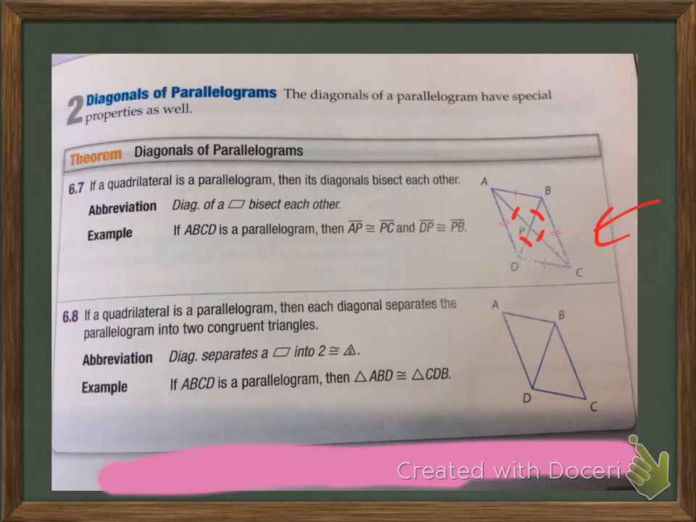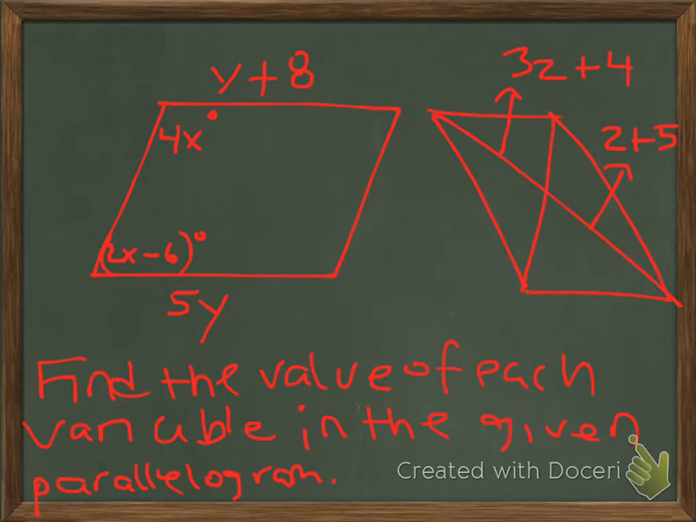And then if a quadrilateral is a parallelogram, then each diagonal separates the parallelogram into 2 congruent triangles. So if we take each diagonal separately, these 2 congruent triangles are ABD and BDC. So with that information, we're going to find some values of x's and y's here. So the first one, find the value of each variable in the given parallelogram.